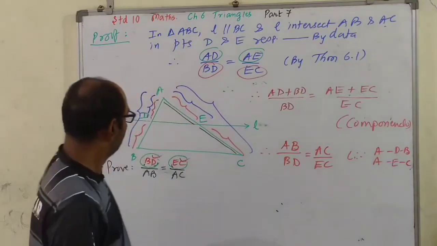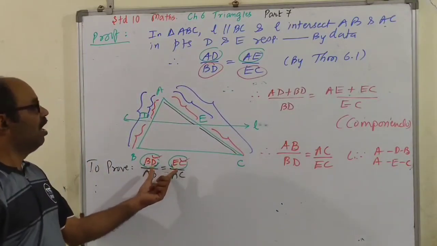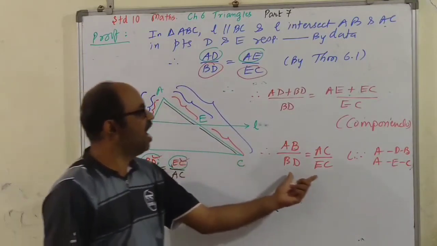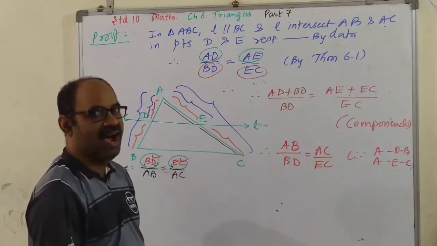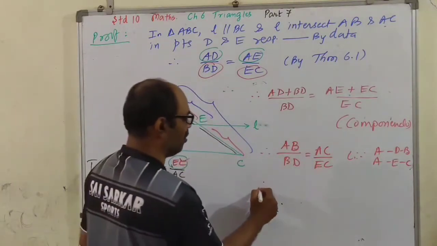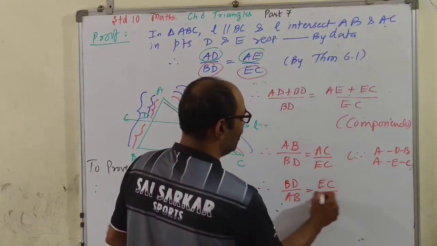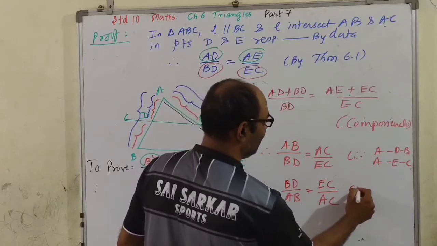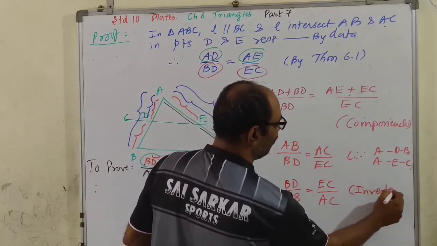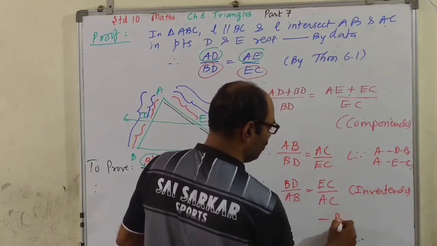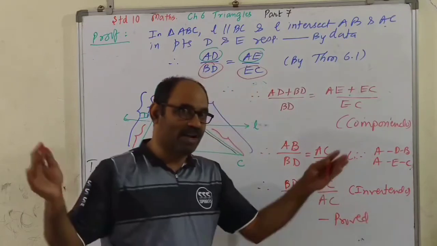Children, BD and EC have come below and AB and AC above. Just use invertendo, so you get the result. Therefore, BD upon AB is equal to EC upon AC. Invertendo. So, proved.